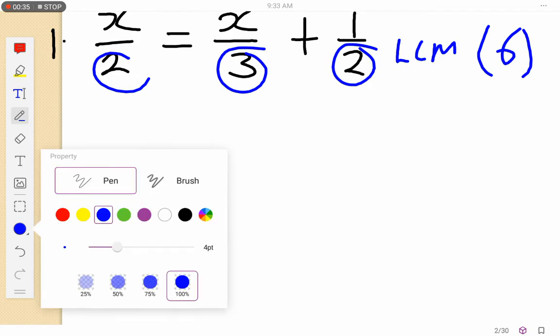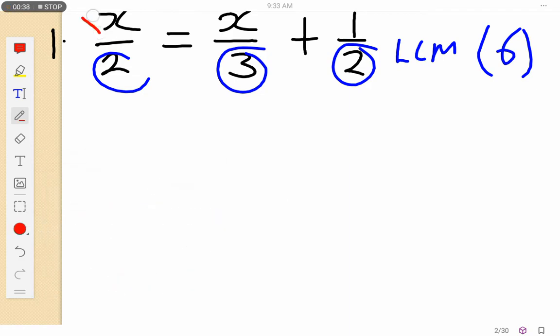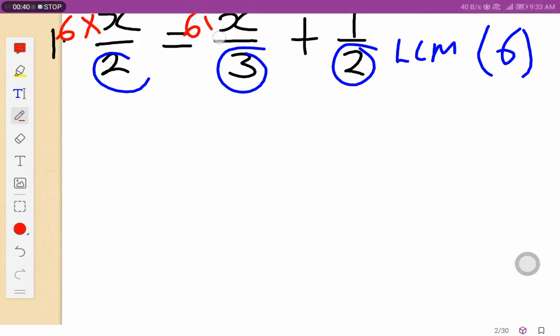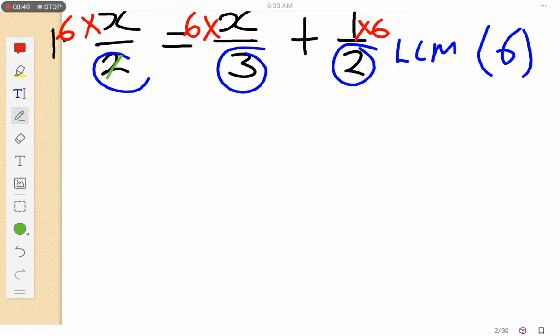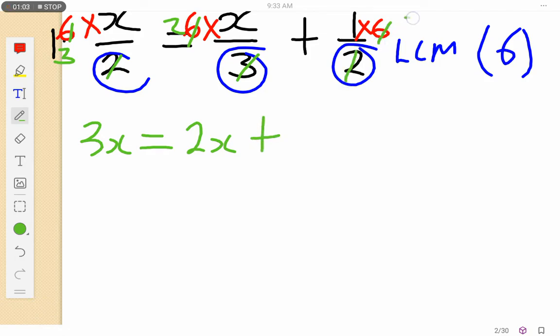So with this number, I can multiply every item with 6. I'm going to multiply everything with 6. Now that I'm multiplying with 6, I can divide 2 into 6, I get 3. So I have 3 times x, I'll get 3x, is equal to 3 into 6, 2. 2 times x, we get 2x, plus 2 into 6 is 3, times 1, I get 3. Okay, so we have this equation now.